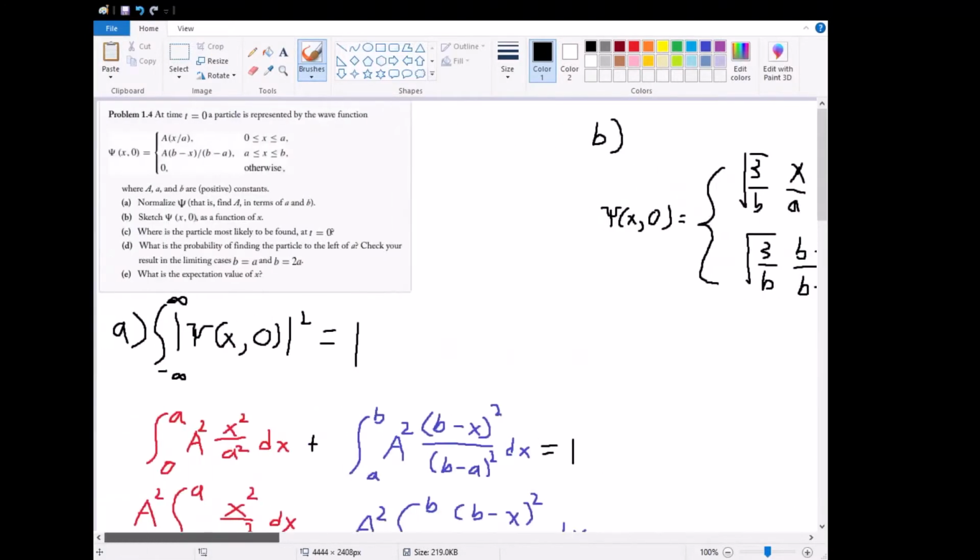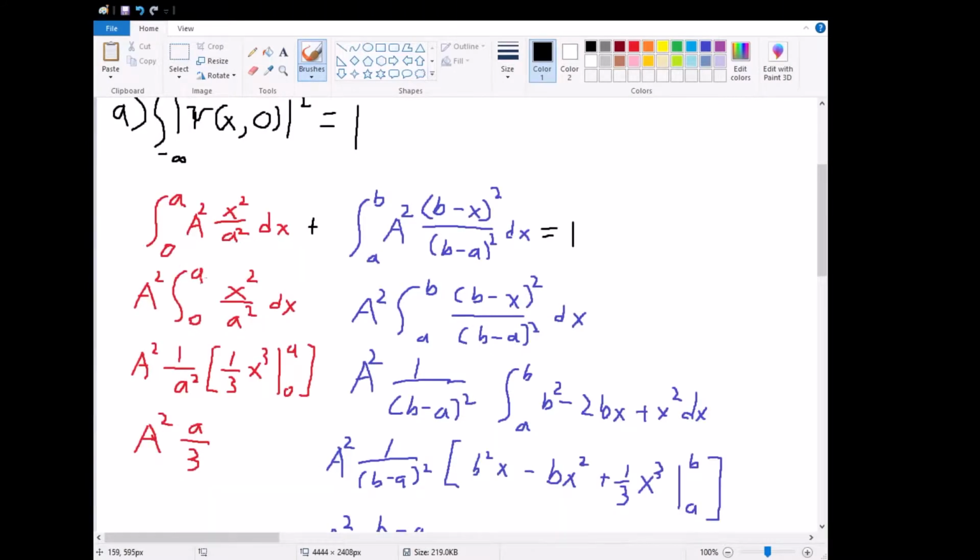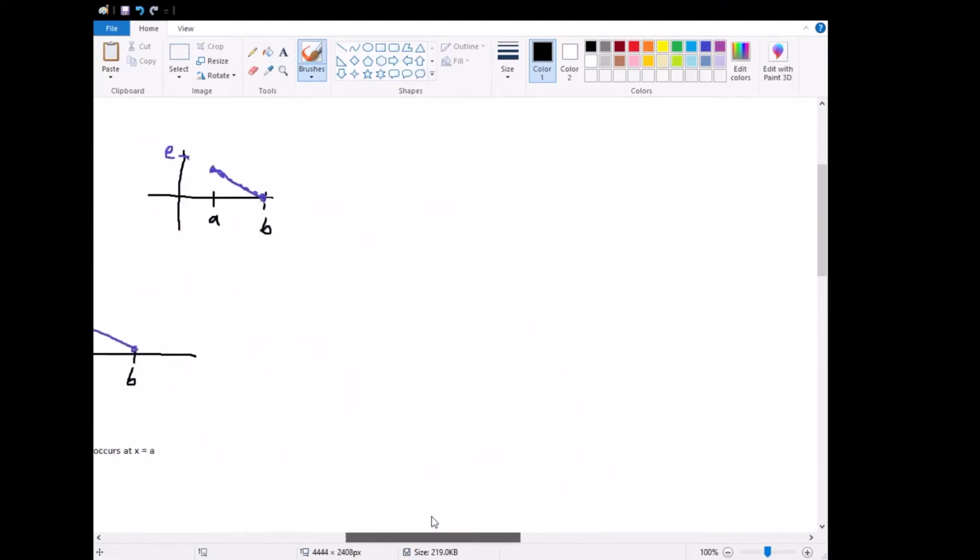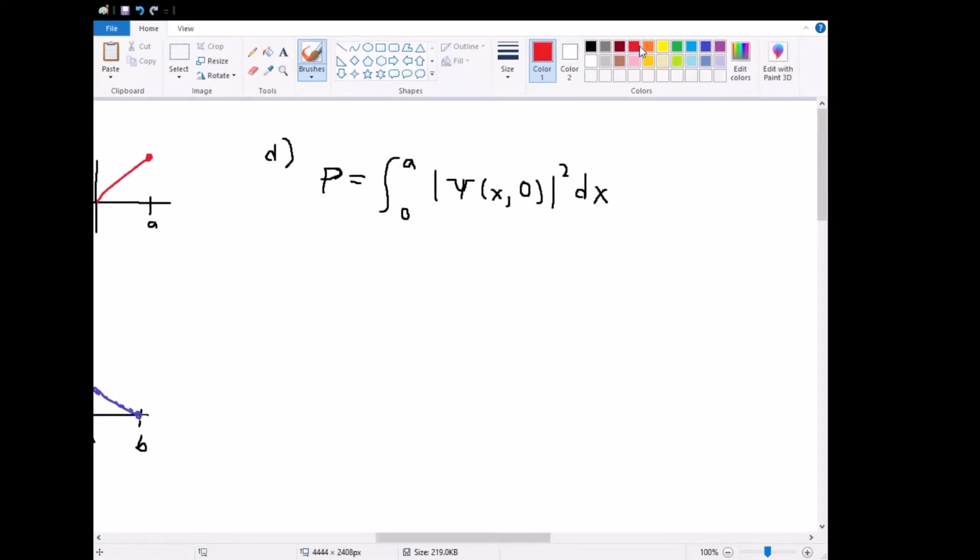And as it turns out, in part A, we actually already solved this. We know that this equals a squared times a divided by 3. So let's write that out right now. So we know that this equals a squared times a divided by 3. Let me just make sure that this is correct.